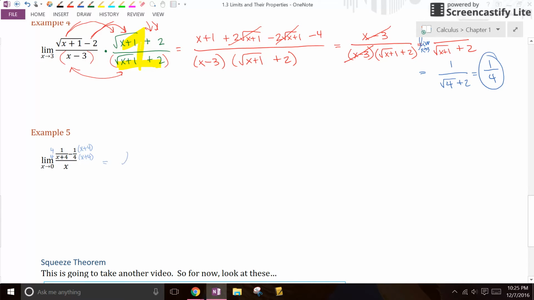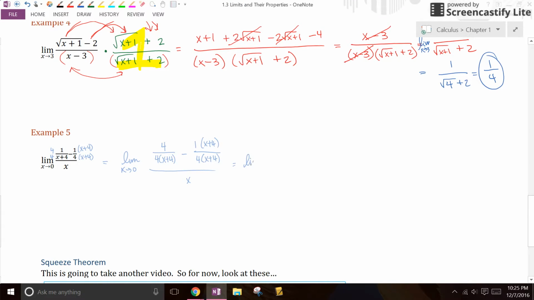So what does that turn into? That turns into the limit. I get pretty lazy and I should be careful. The limit as x goes to 0 of 4 over 4 times x plus 4 minus 1 times x plus 4 over 4 times x plus 4. And don't forget, all of that is still over x.